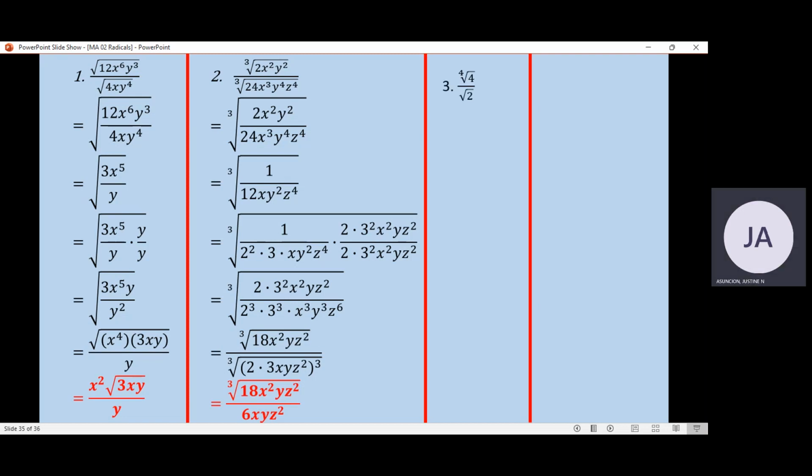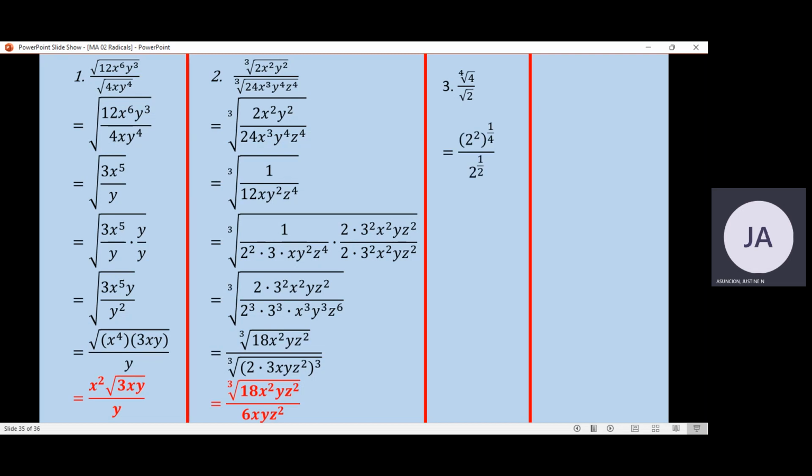Okay, let's have another example. The fourth root of 4 divided by the square root of 2. As you can see here, we have again different indices in the numerator and the denominator, right? So again, we need to express this with the same index.